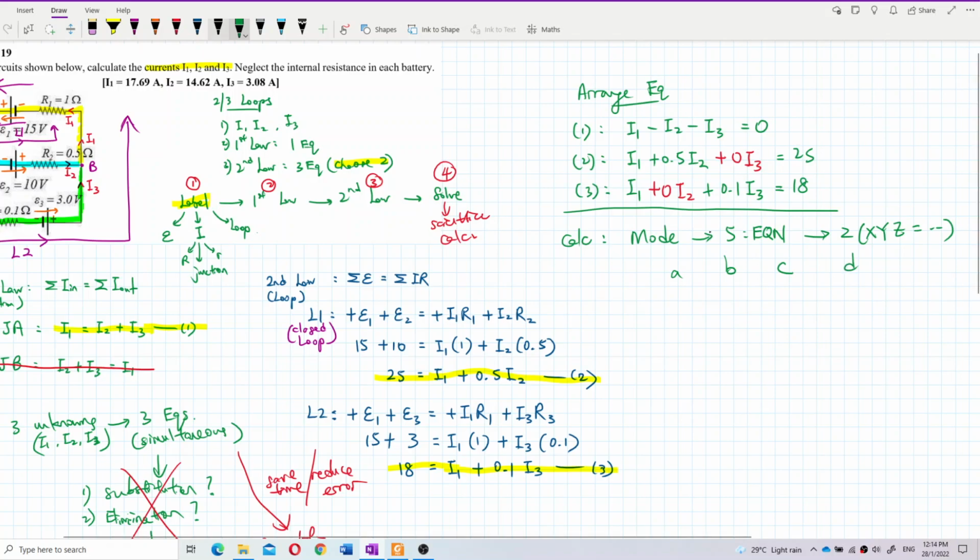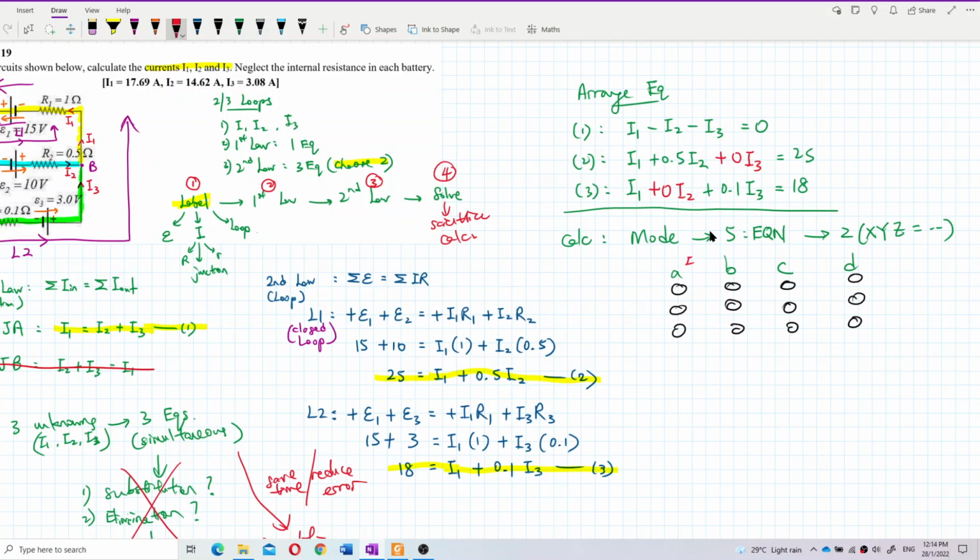Then you punch in the values there. This A is the coefficient for I1, this B is the coefficient for I2, this C is the coefficient for I3, and this last one is the number at the end. So punch in the values there.